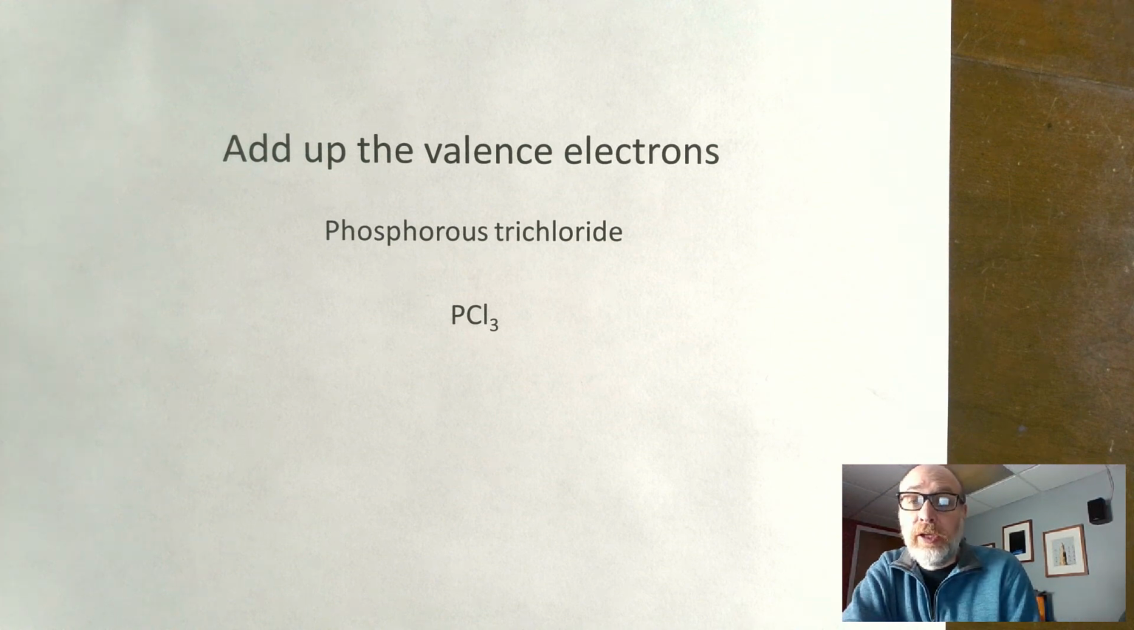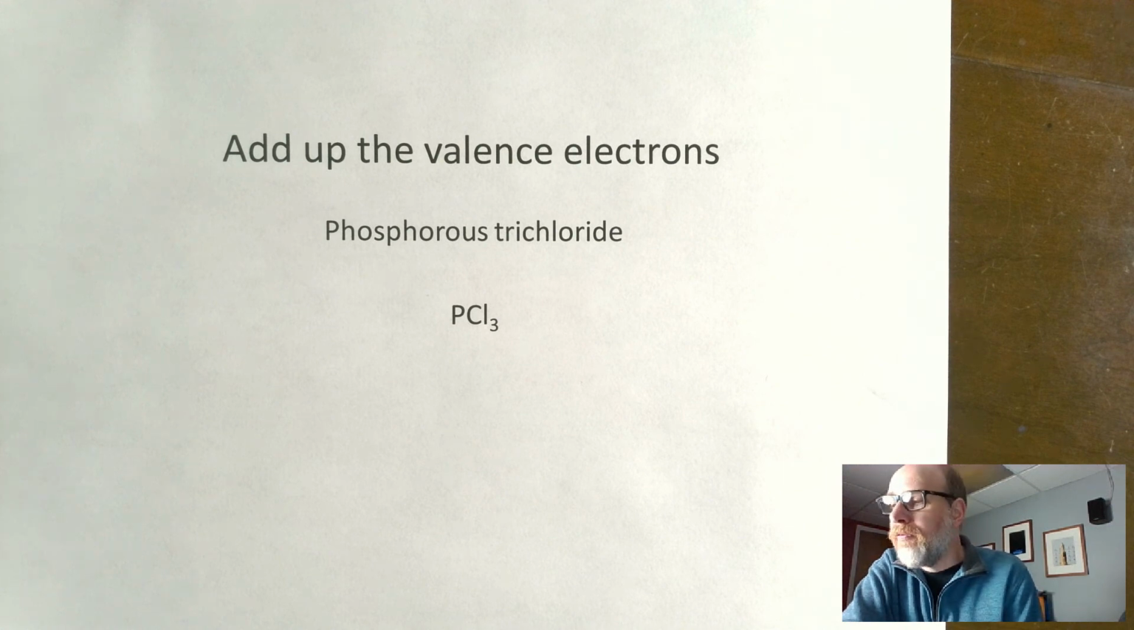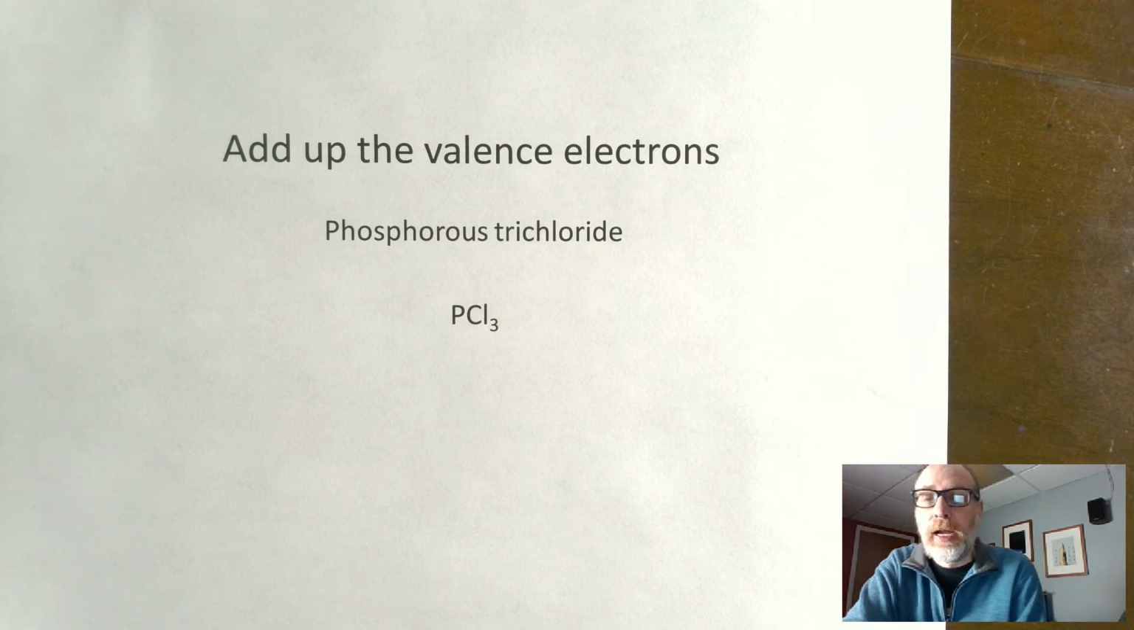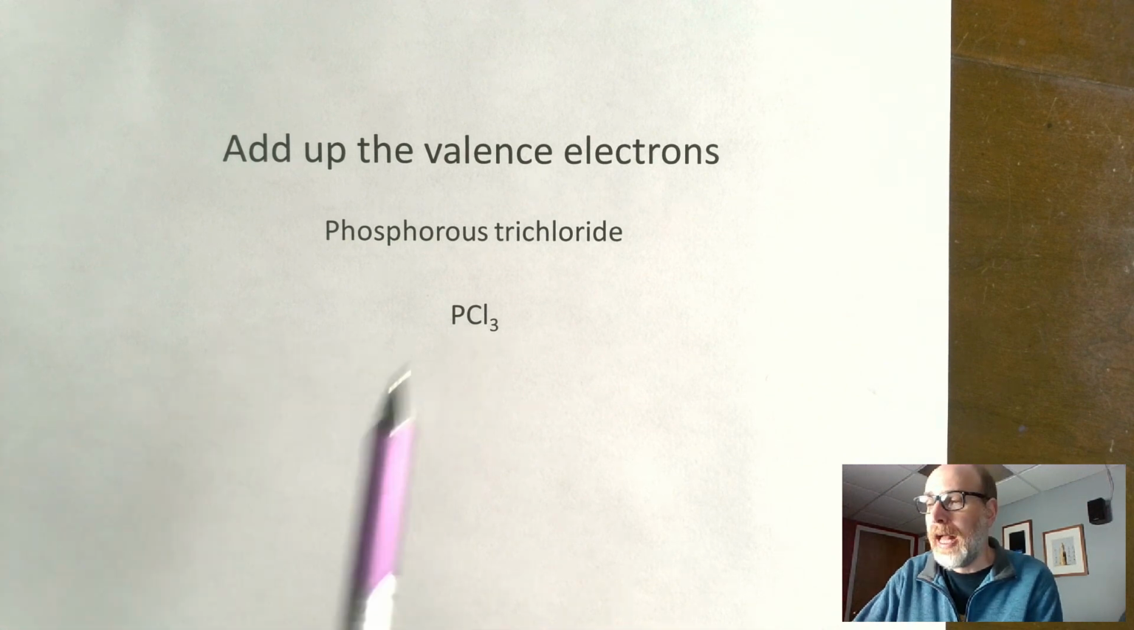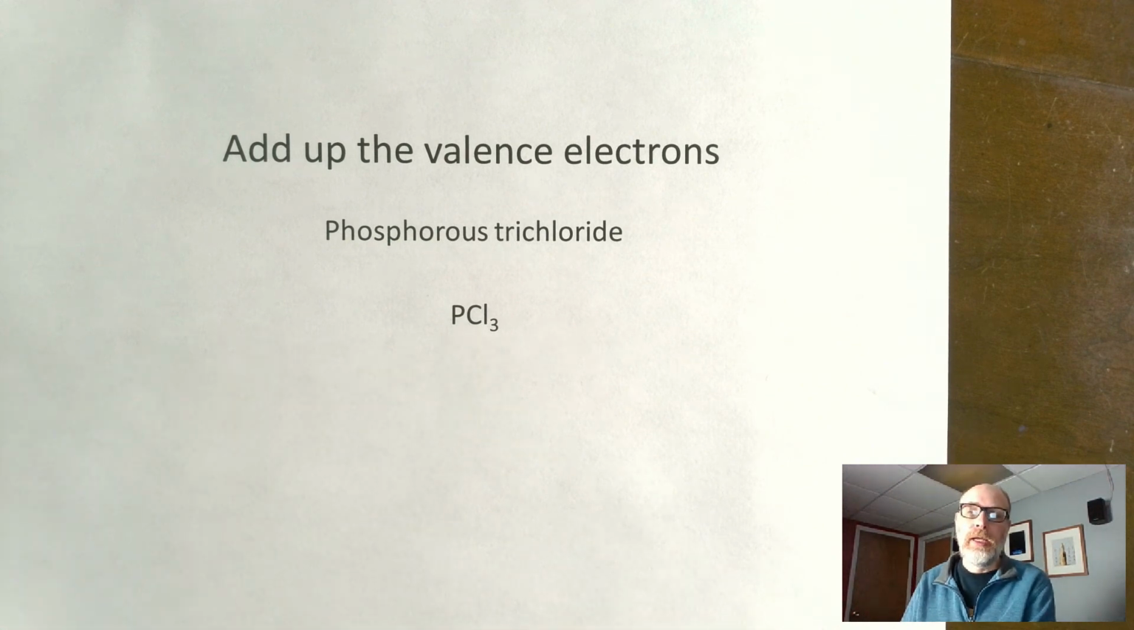Okay, so let's try a couple examples of writing Lewis structures. We first have phosphorus trichloride. Remember, the first step in writing Lewis structures is figuring out how many valence electrons total all of the atoms will have in phosphorus trichloride. And I would tell you at this point, that's where I would start.